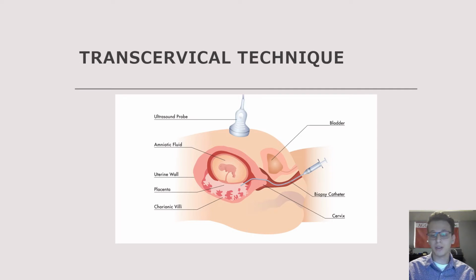And then there are two methods of CVS sampling. The first is a transcervical technique, and basically we're inserting the needle through the vaginal canal to get to where we need to be, and there we'll take our sample, as shown in the picture above, with the ultrasound machine on the abdomen, knowing where we're going.